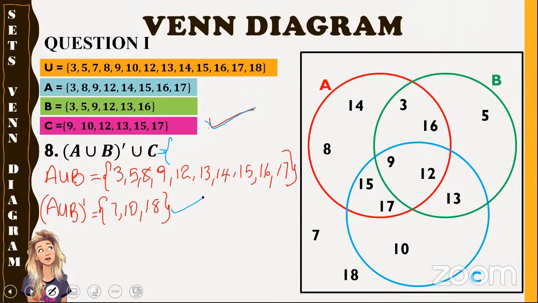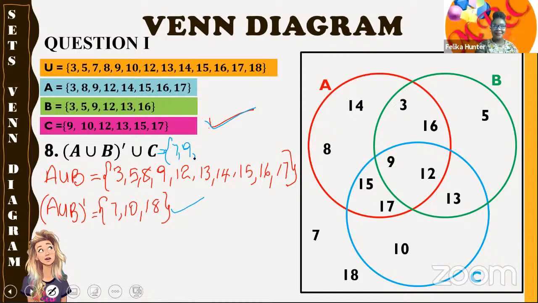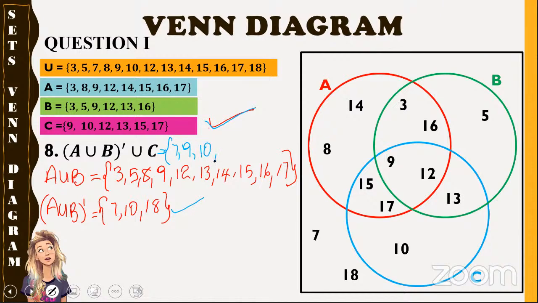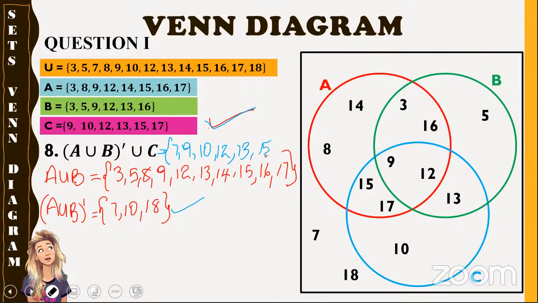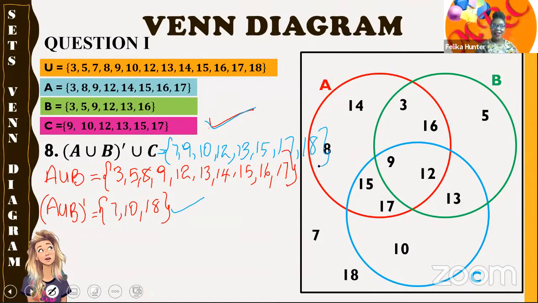7. 9. Good. Nice. 10. 12. 13. 15. 17. 18. Awesome. Well done. Thank you, Kimberly. All right, so there goes our answer for that one. Well done. Give you a minute.